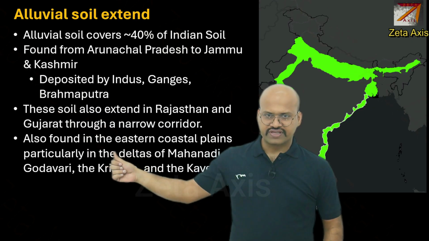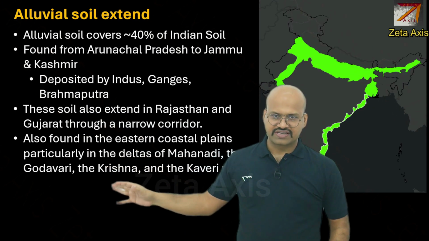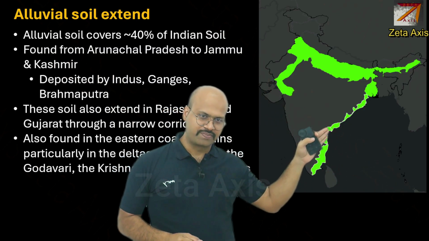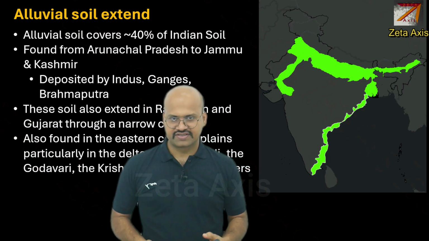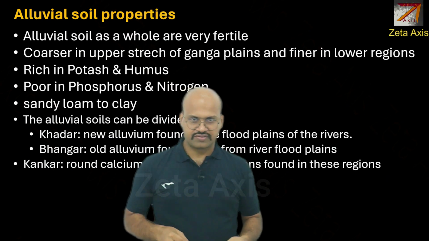It is also found in eastern coastal plains, particularly in deltas of Mahanadi, Godavari, Krishna and Kaveri rivers. So we can see that all along this eastern coastal plains we have different rivers, and within the deltas of these rivers we find alluvial soil.